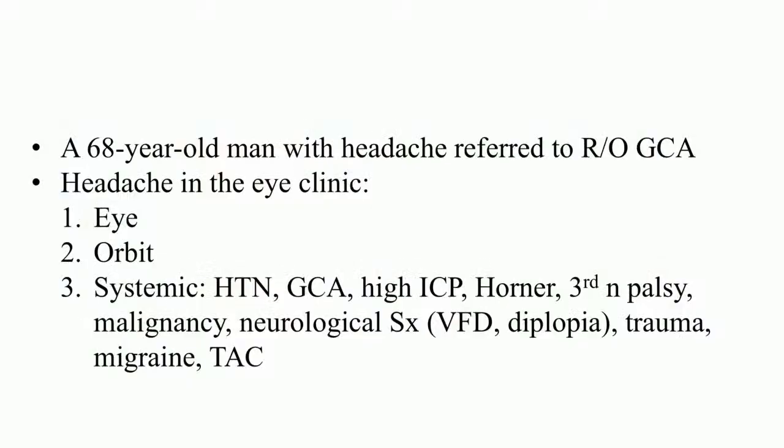So this is the malignant hypertension, GCA, high ICP, Horner syndrome, third nerve palsy, neurological visual field deficits, and diplopia, which may indicate a pituitary apoplexy. Of course, a history of malignancy, trauma, and also because I know about migraines and trigeminal autonomic cephalalgias, I will ask about those. So these are the things that if I ask about and examine for, I would then sleep soundly at night knowing that I did not miss an important diagnosis.